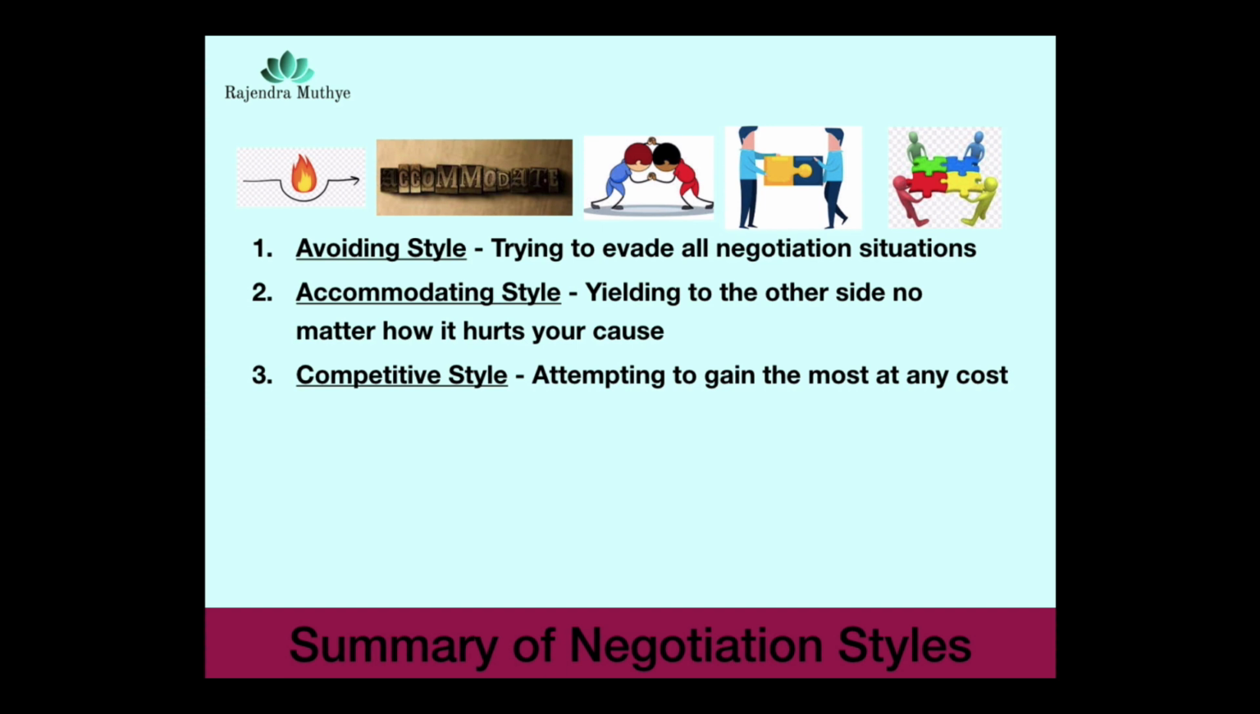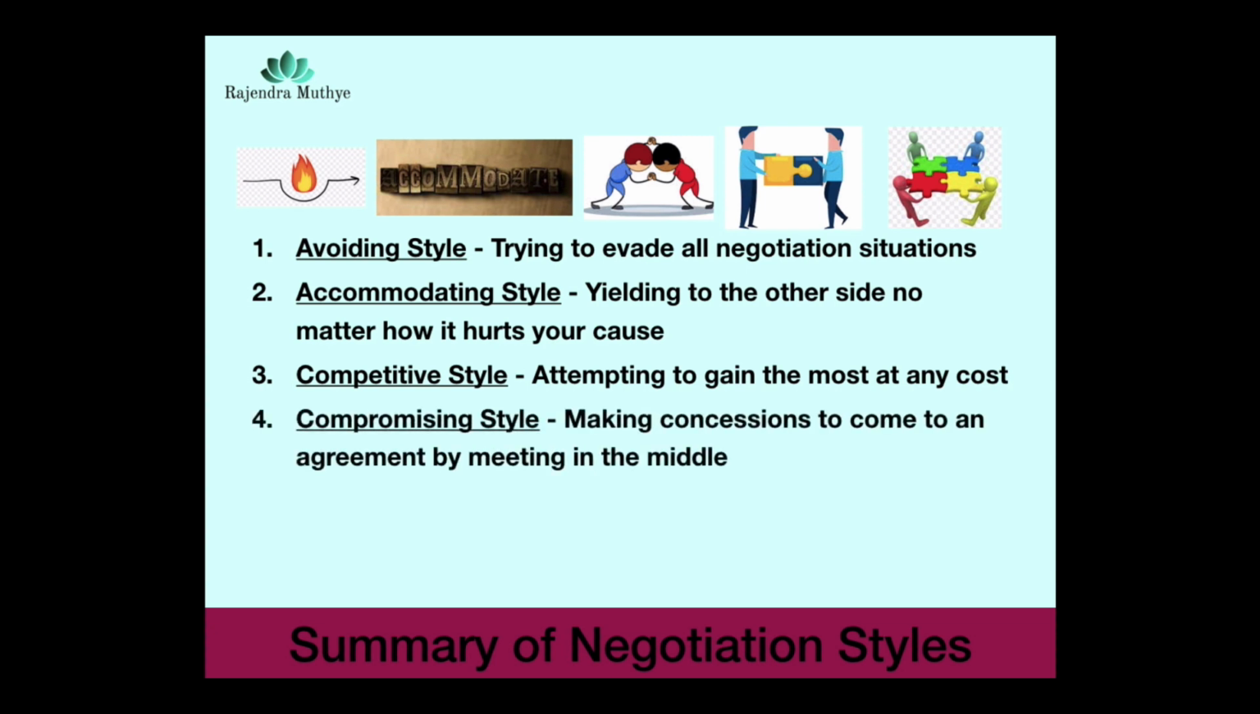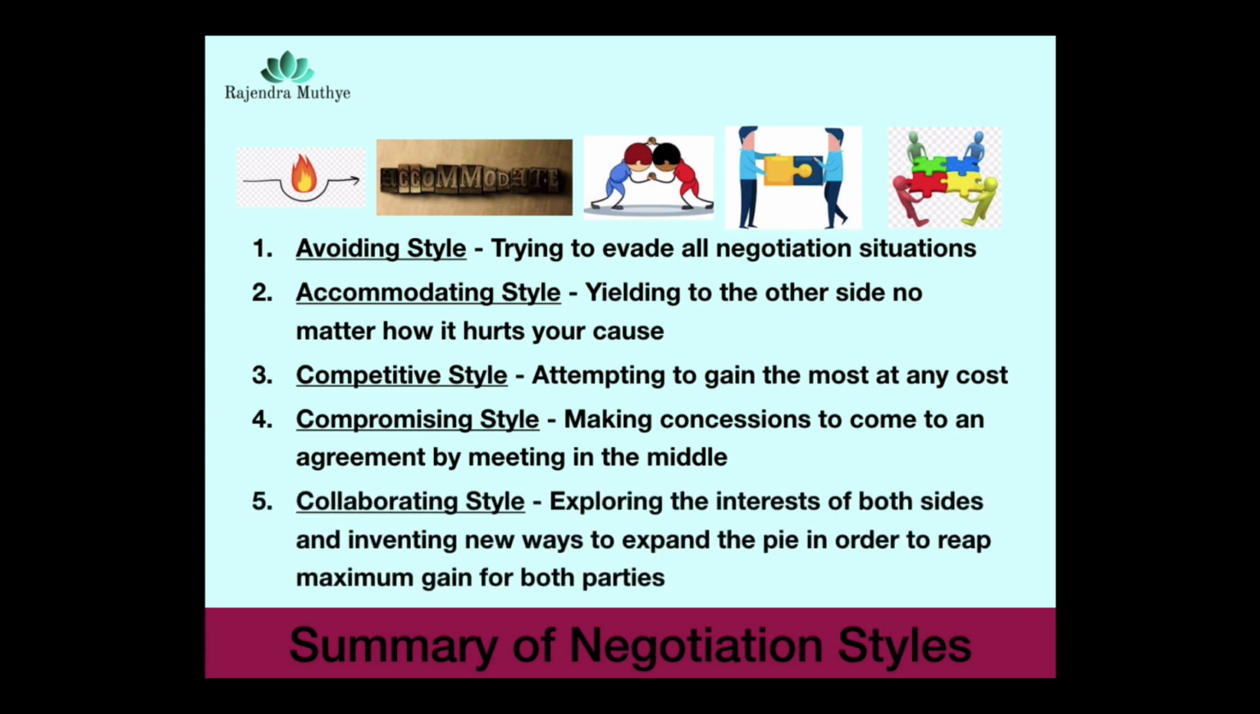Accommodating style yields to the other side no matter how much it hurts you. Competitive style attempts to gain at any cost. They are least bothered about anything. That's why they are very competitive in nature. Compromising makes concessions to come to an agreement by meeting in the middle. And collaboration, which is the best style according to me, is when you focus on the interests and needs of both parties, inventing new ways to come to a solution.